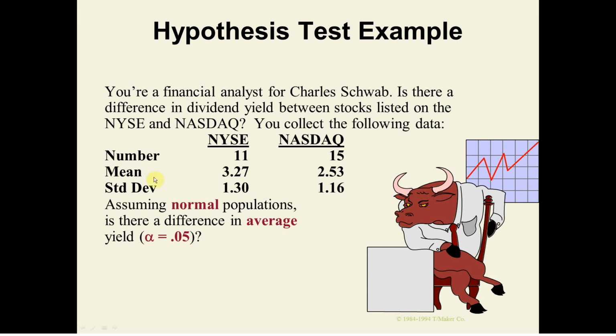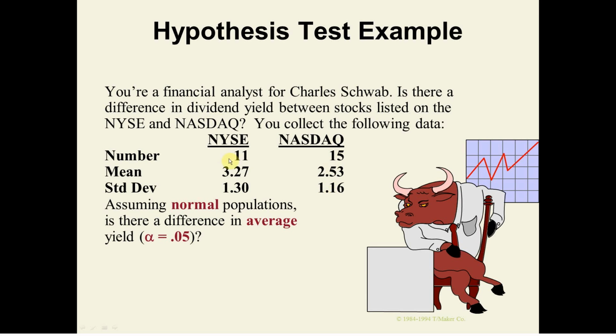So let's take a tangible example. Let's say we're a financial analyst for Charles Schwab, and we want to look at the yields between two different stocks on the Nasdaq and the New York Stock Exchange. Let's just say that we collect 11 stocks from the NYSE and 15 from the Nasdaq, and that we get a sample average yield of 3.27 from New York, with a standard deviation of 1.3, and a 2.53 yield from the Nasdaq with 1.16.